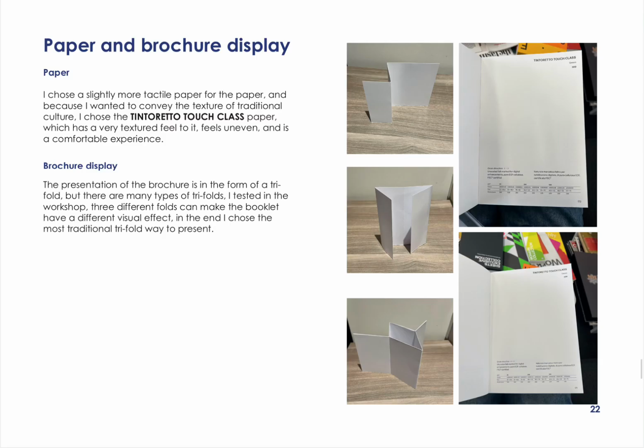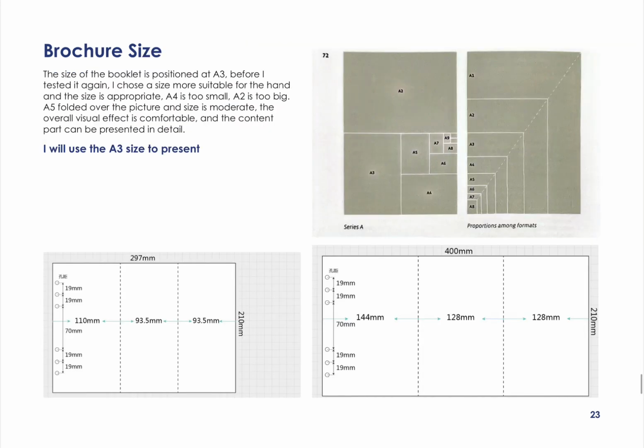In the three-fold presentation mode, I chose the organ folding to display the complete line. I chose A3 for the size of the manual because this size is very suitable for readers to read and view the manual content in detail.